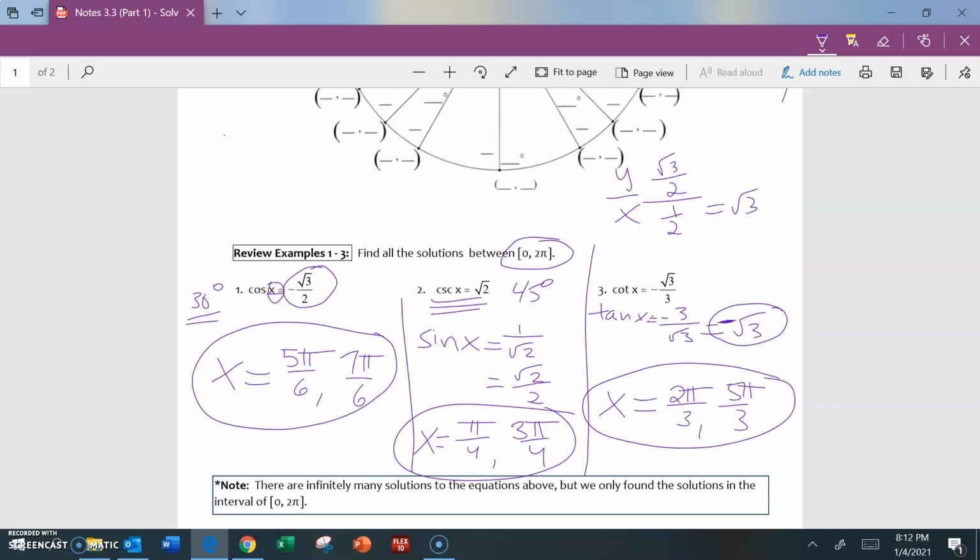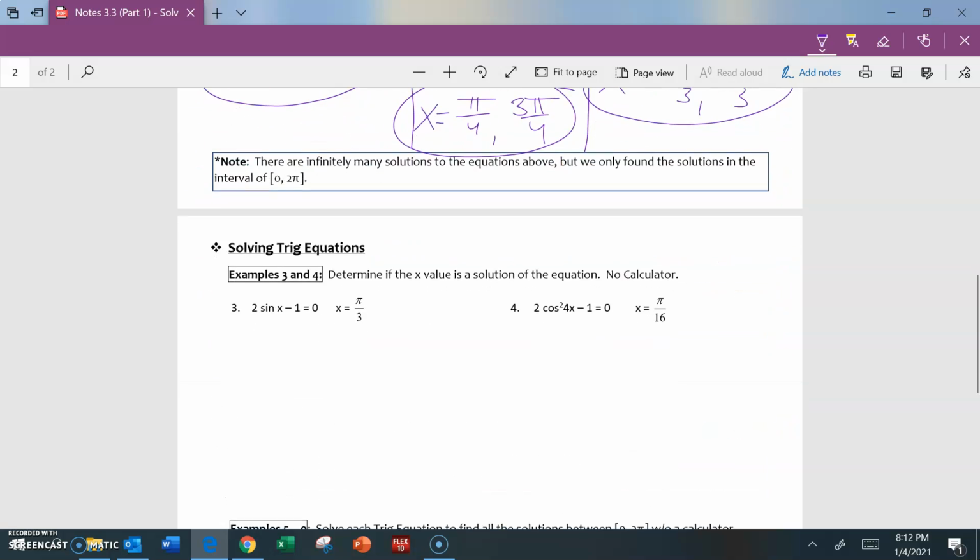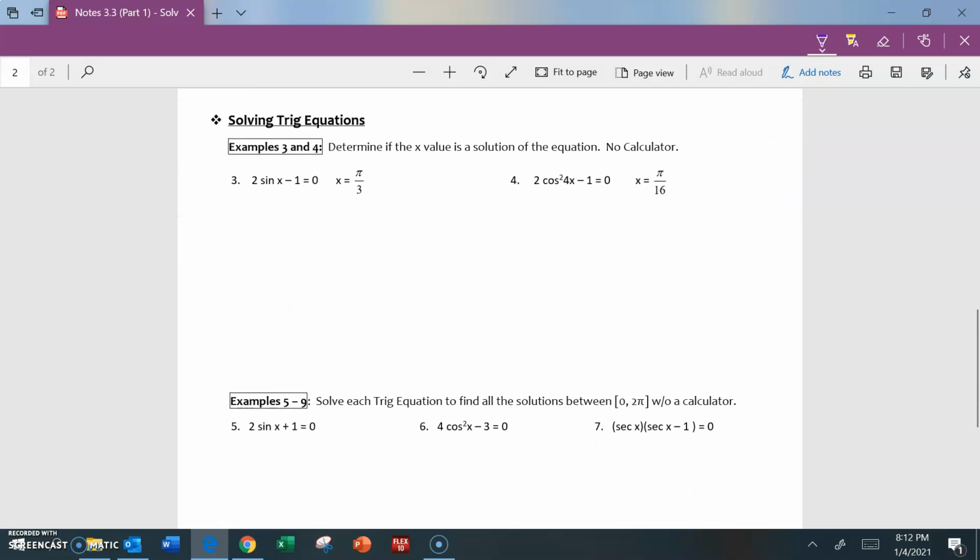So here we go. All of that was review. Now we're actually going to get into the new concept of today. We're now going to start solving trig equations. This might seem a little crazy at first, but I think you'll be in your comfort zone soon. For examples 3 and 4, we're not going to solve for anything right now. We're going to just backtrack, and it says determine if the x value is a solution.